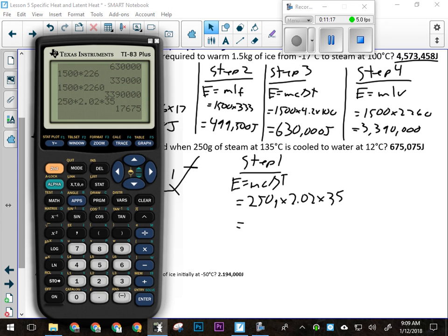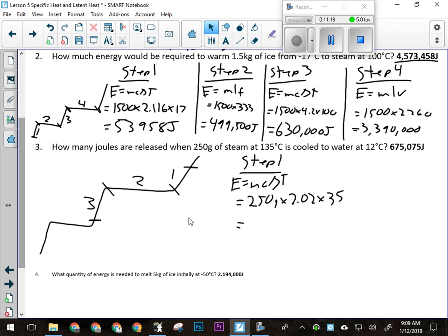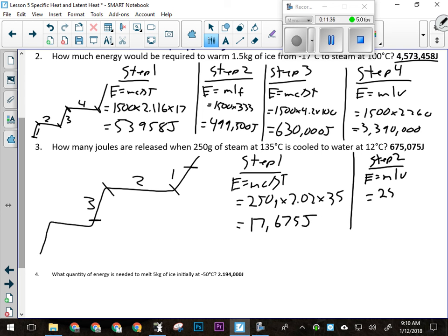Okay, 17,675. All right, so there's my joules for step 1. Okay, in step 2, I have to condense the water. Okay, so that's going to be E equals MLV. That'll be 250 times 2,260 joules. That's 565,000, right? I think.